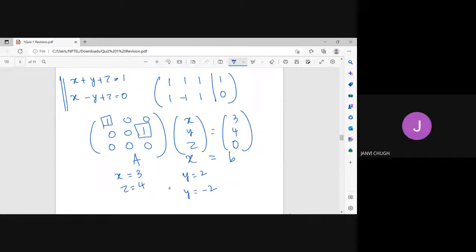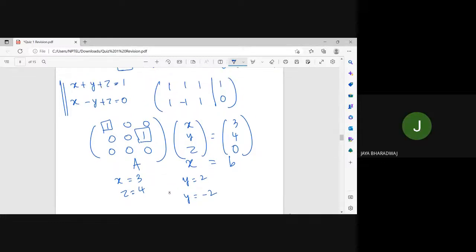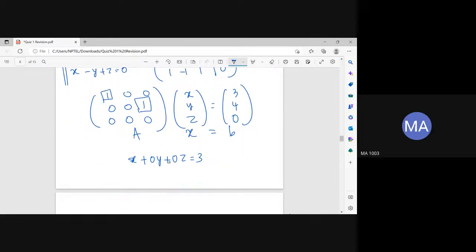Ma'am, please explain the example of two equations again. Two equations? I haven't done that yet. I didn't understand why we can put y to minus 2. Yes, ma'am, in this case z equal to 0 should be the solution. No, why is it z equal to 0? What is the system reducing to? What does the first equation say? x plus 0 y plus 0 z is equal to 3. What does the second equation say? 0 x plus 0 y plus z is equal to 4. 0 x plus 0 y plus 0 z is equal to 0. This is what it says.